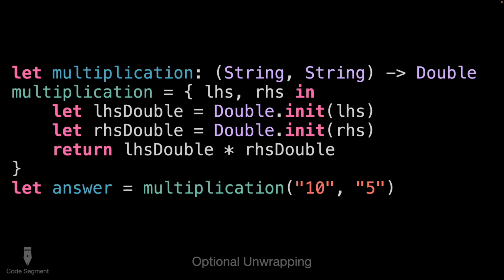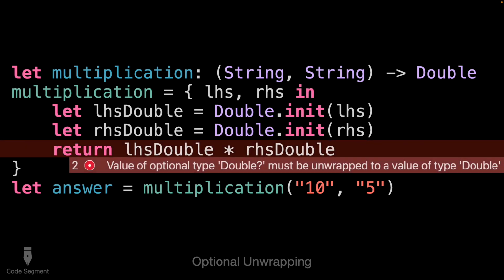So this line creates an error. This line creates an error because we attempt to multiply two optional doubles together and return the result of that as a non-optional double. Because the return type of our closure, as defined up in multiplication's type definition, is double. But these are not double. They are optional double.